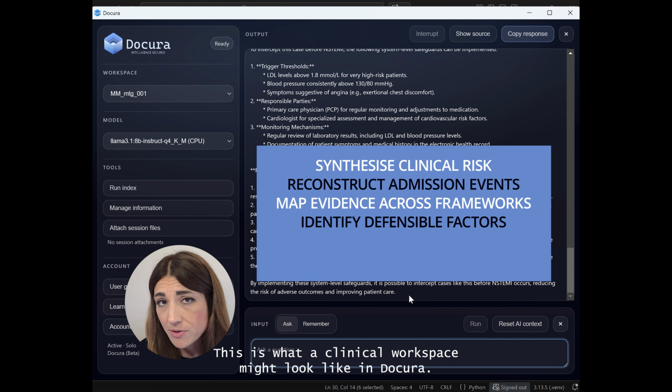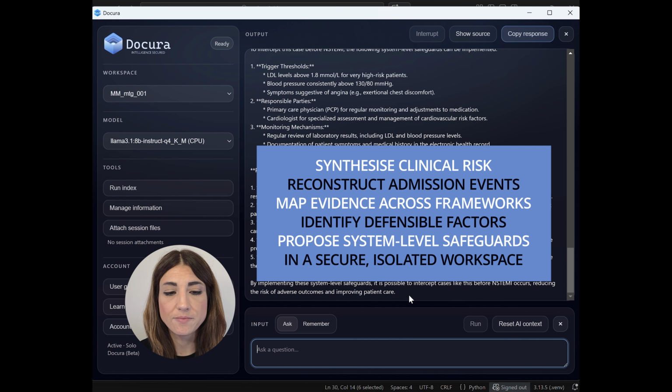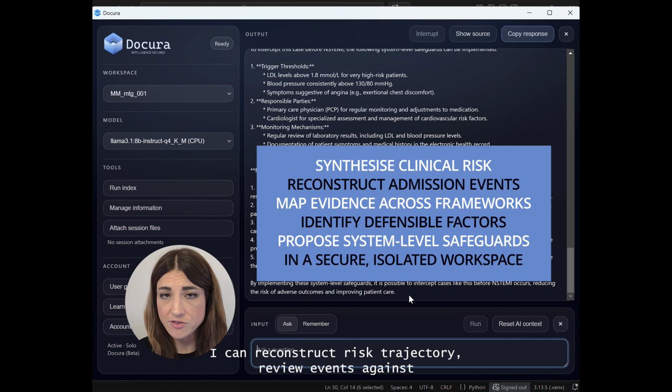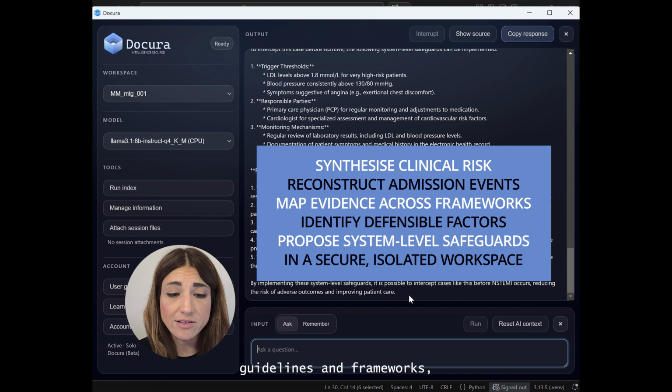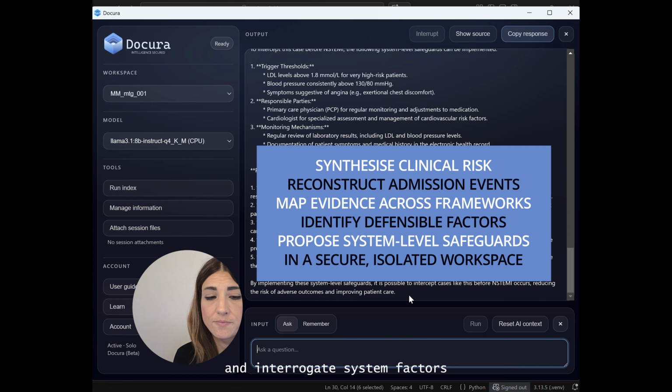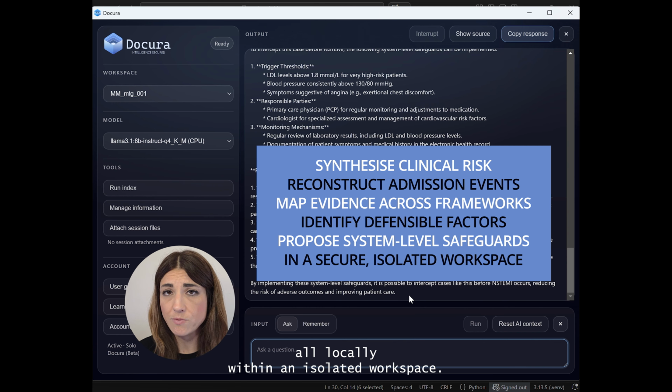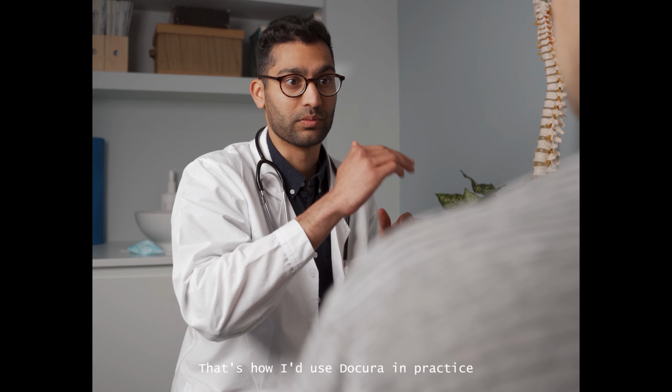This is what a clinical workspace might look like in Docura. I can reconstruct risk trajectory, review events against guidelines and frameworks, and interrogate system factors, all locally within an isolated workspace. That's how I'd use Docura in practice.